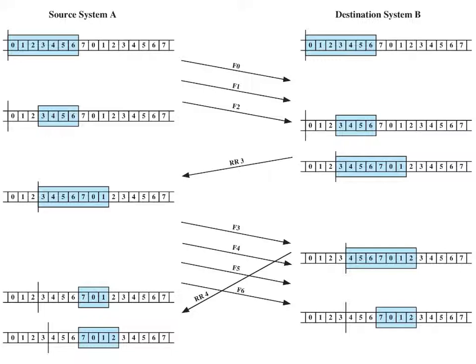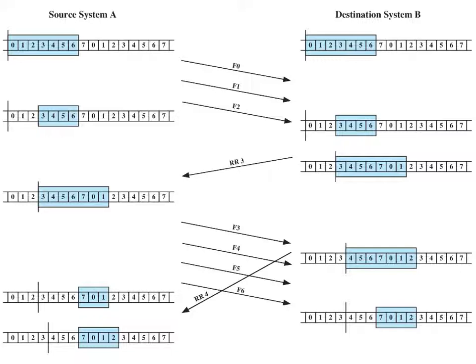This acknowledgement is also called a receive ready message because it means the receiver is ready to receive the frame with sequence number 3. So RR here. I sometimes just call it an acknowledgement, an ACK. But it's the receiver telling A it's ready to receive frame 3.